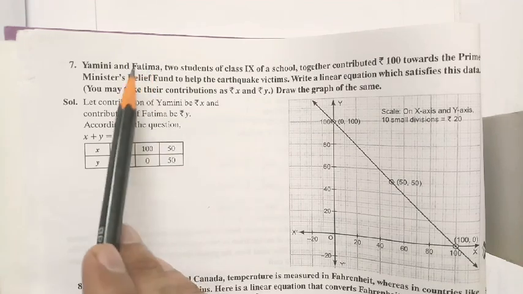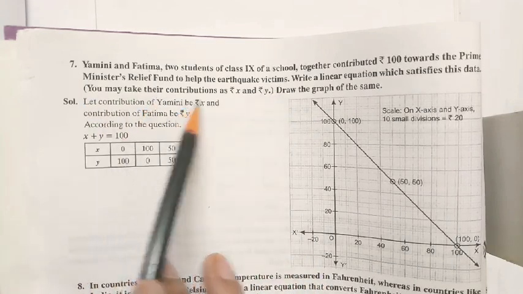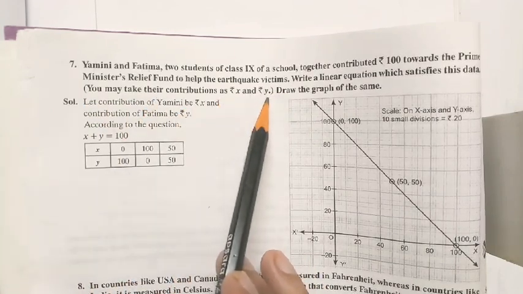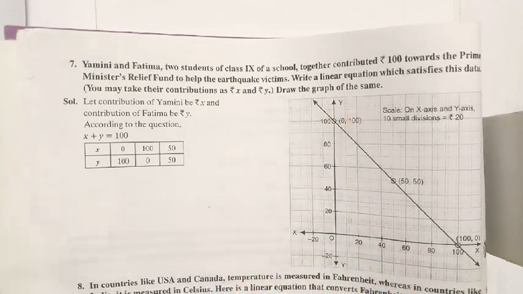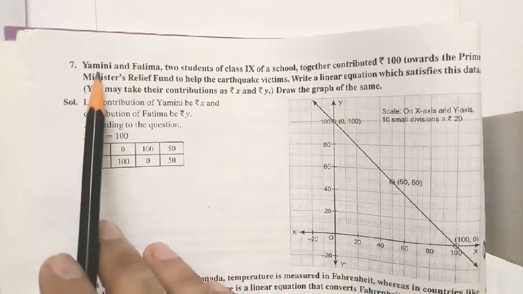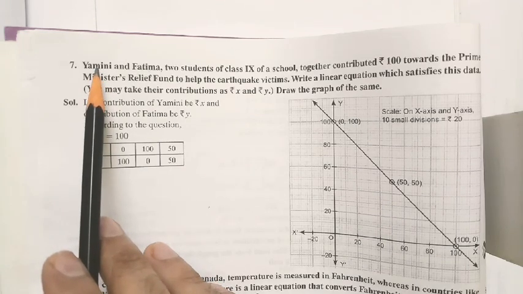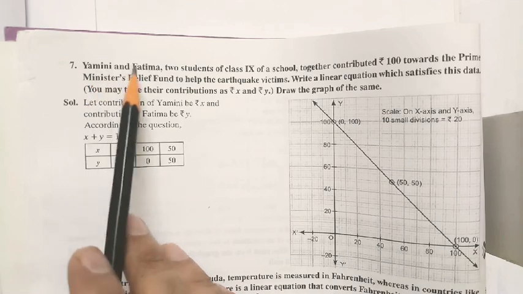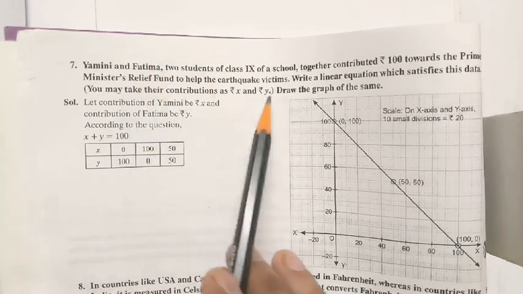I have taken as X, and see, in the hint itself they have given what it is. You may take Yamini's contribution as X and Fatima's contribution as Y rupees. So draw the graph of the same amount. Yamini's contribution amount is rupees X, and the contribution amount given by Fatima is rupees Y.